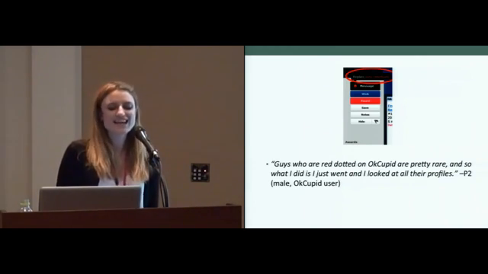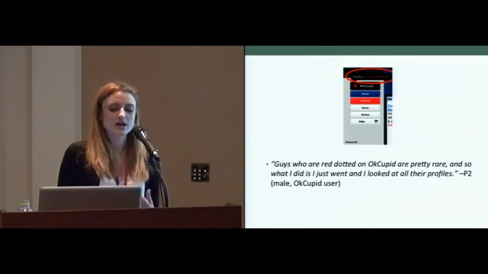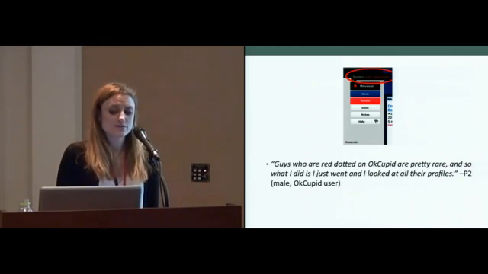P2 used this affordance to observe the profiles of men who have red dots, trying to understand if their profiles were somehow different from the typical man who had a green dot, and he wanted to see if he could glean any information on how to improve his own profile. "Guys who are red dotted in OkCupid are pretty rare, and so what I did is I just went and looked at all of their profiles."